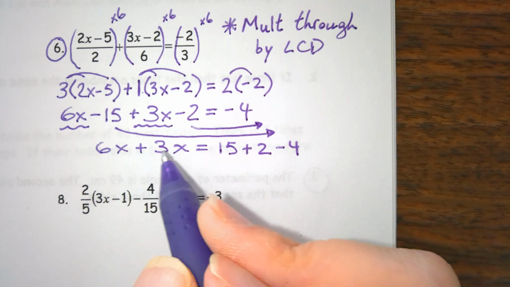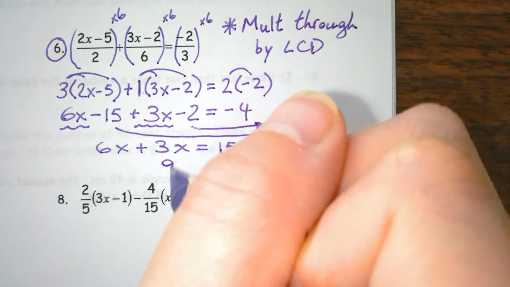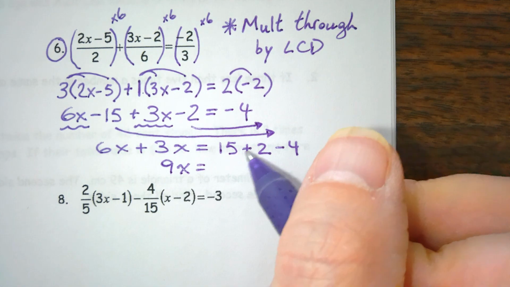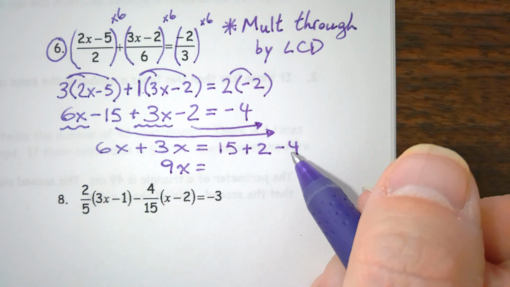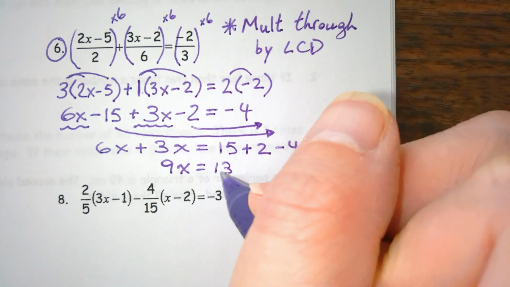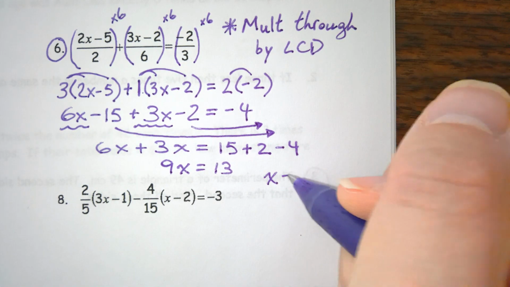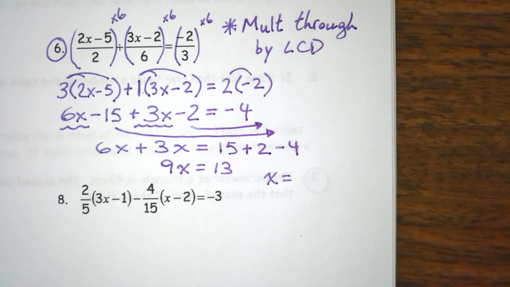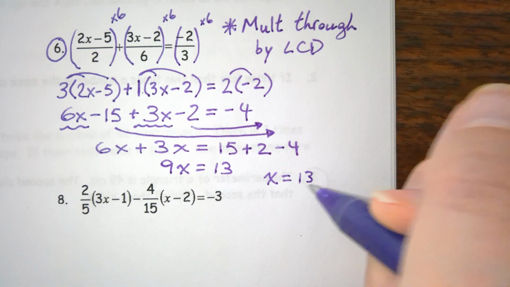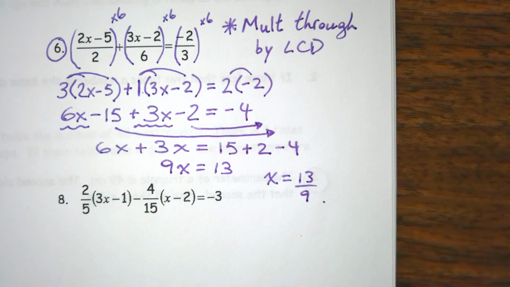All right. 6x plus 3x, you get 9x. And then on the right side, 17 minus 4, you get 13. So what's my final answer? X equals, Gavin, 13 over 9. Done. Yay.